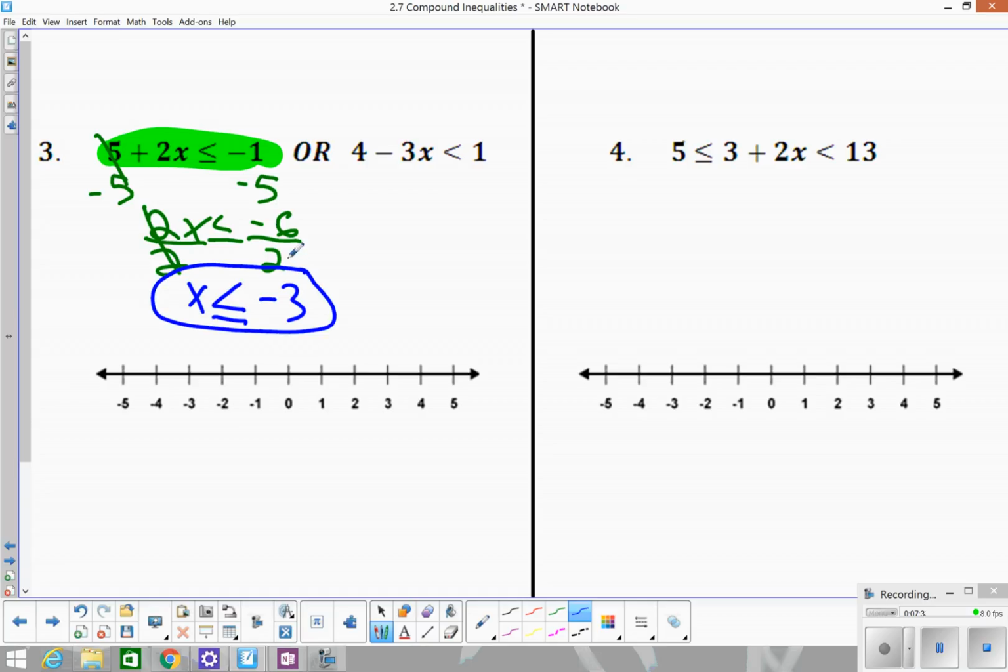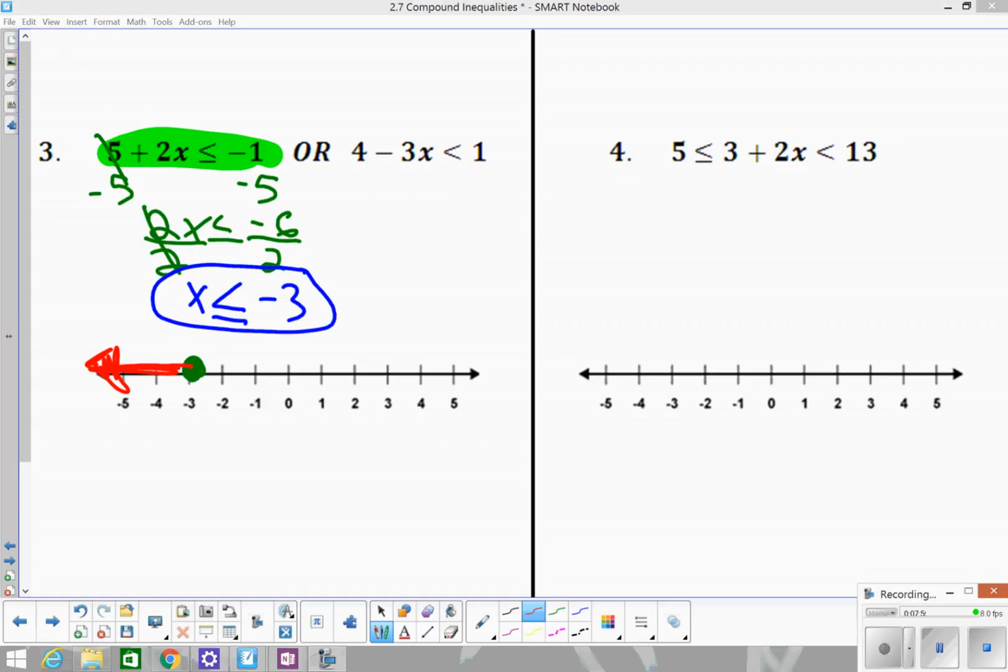Okay, cool. So if I'm going to go ahead and graph that, I'm going to put a closed circle on -3. So closed circle on -3. And I'm going to shade down to the left, because I'm talking about all of my x values that are less than -3.